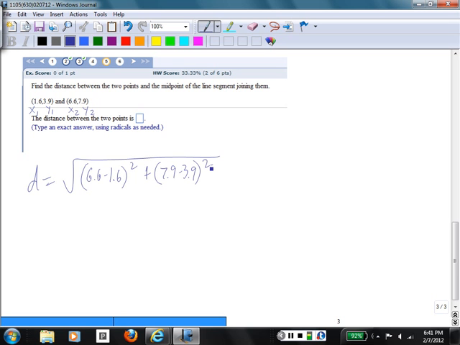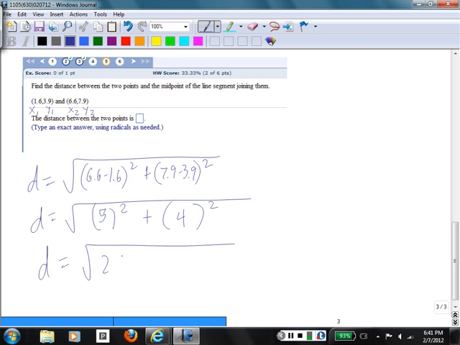So the coordinates themselves aren't terribly nice. They're not nice whole numbers, integers, but the differences between them are integers. D equals the square root of 6.6 minus 1.6 is 5, so take the 5 and square it. 7.9 minus 3.9 is 4, so take the 4 and square it, and we get the square root of whatever 25 plus 16 is. 41. The square root of 41.